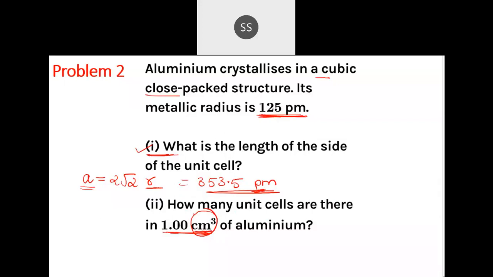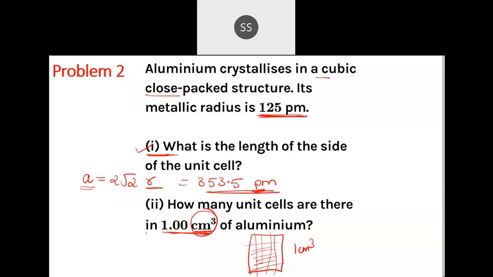So before that, we will see how to calculate. They are asking, we have one whole big aluminium, one whole lattice, which is of 1 centimeter cube. 1 centimeter cube is the volume of that. But they are asking, in this 1 centimeter cube, how many unit cells are present inside this? That small part, how many are there?